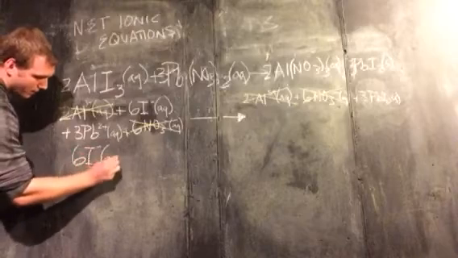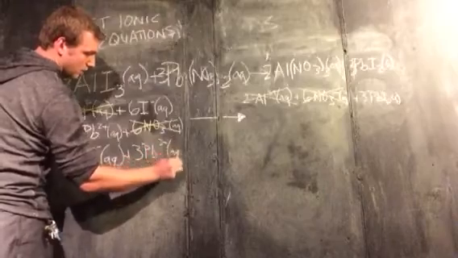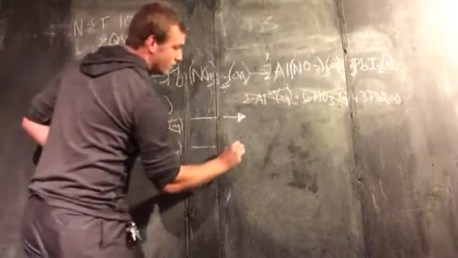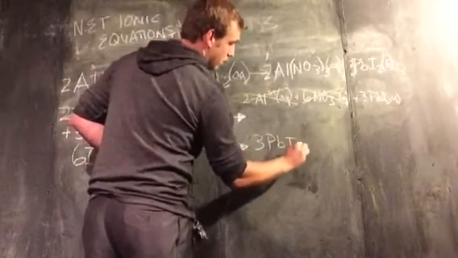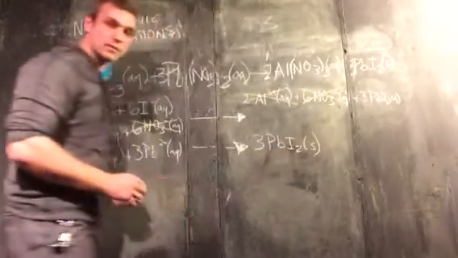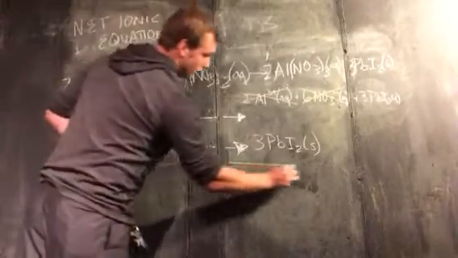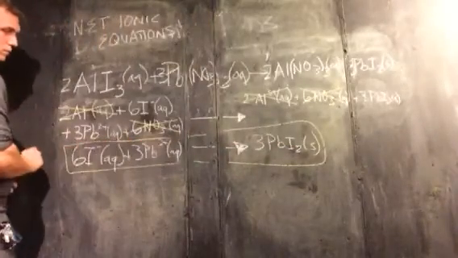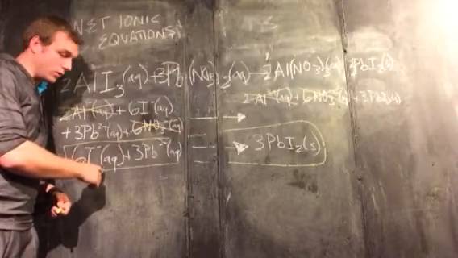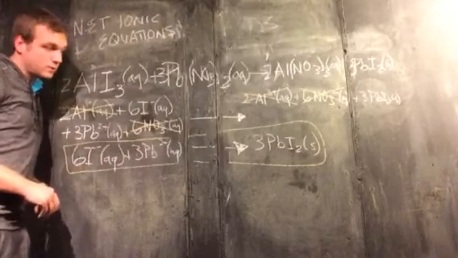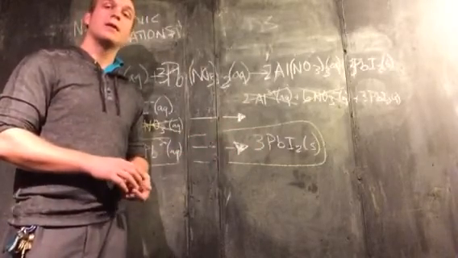6 I negative plus 3 lead ions gives me 3 lead 2 iodides, and that's a solid. So this is called your net ionic equation. This is what really happened: 6 iodide ions were in solution, and they joined 3 lead ions, and that formed 3 lead iodide solid.